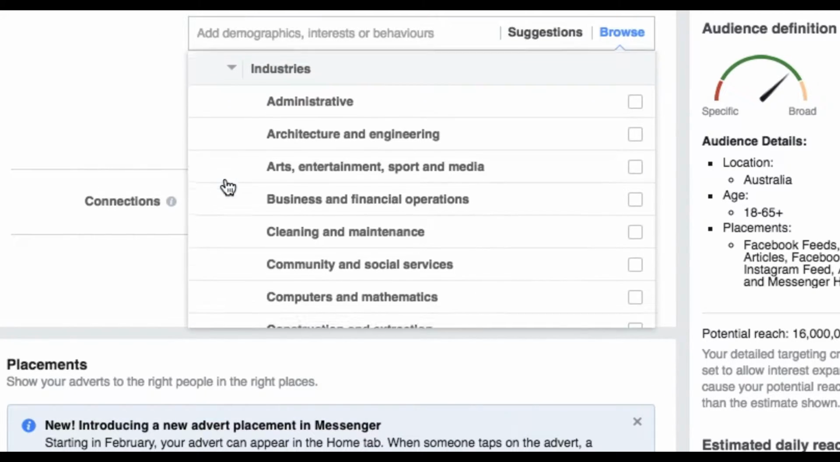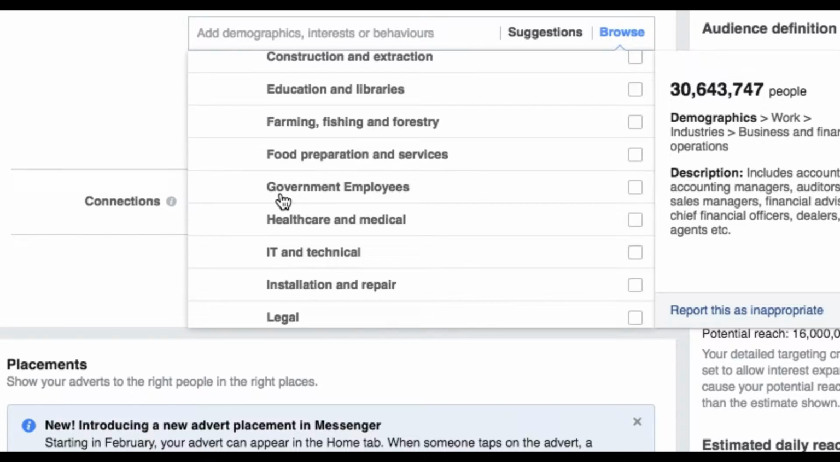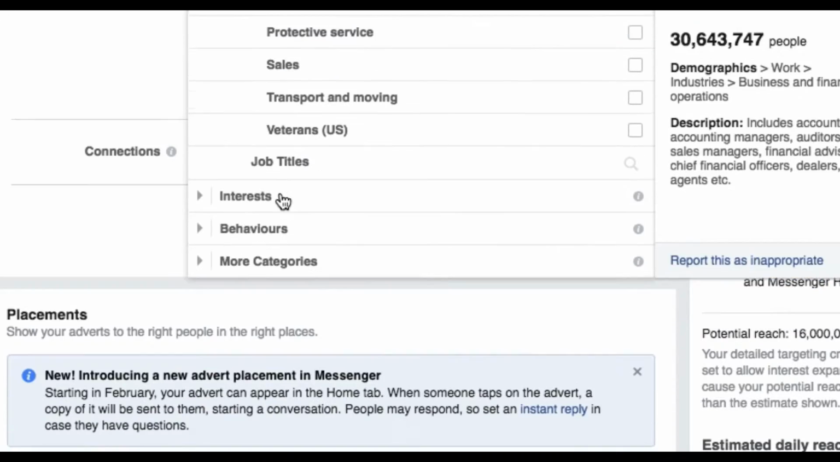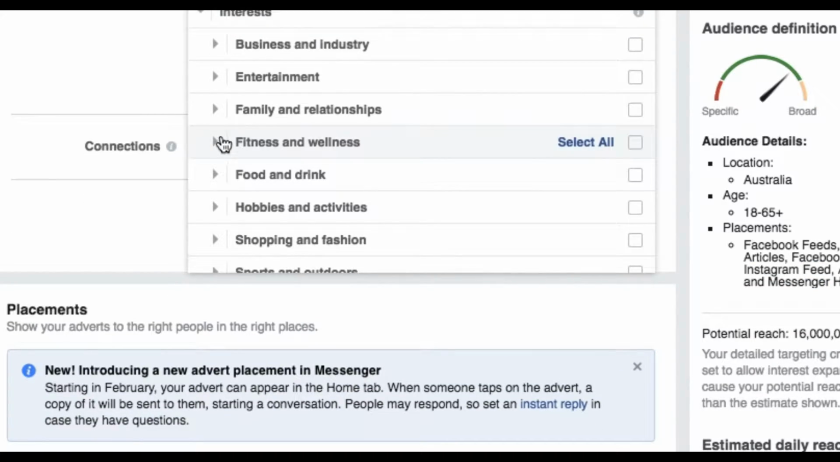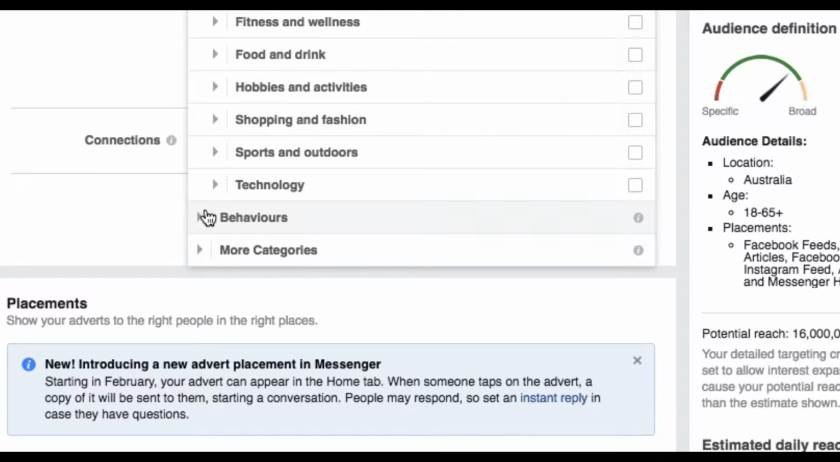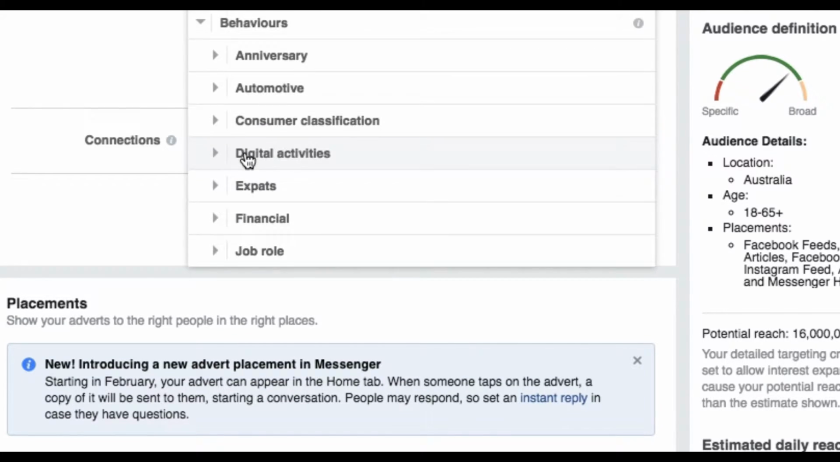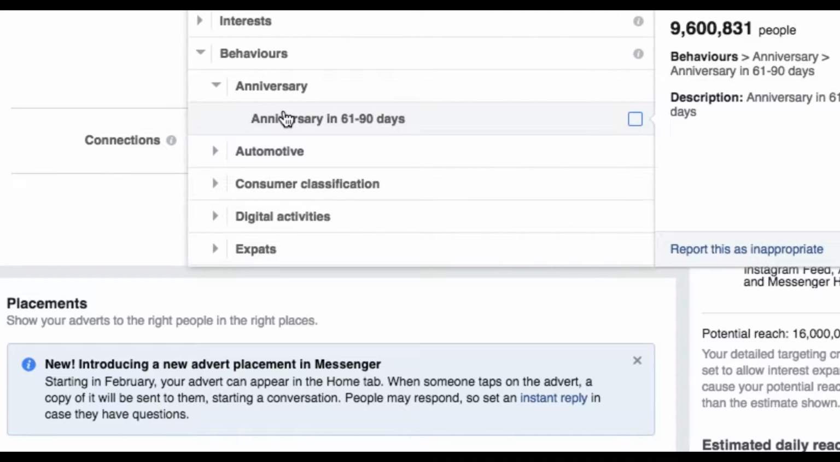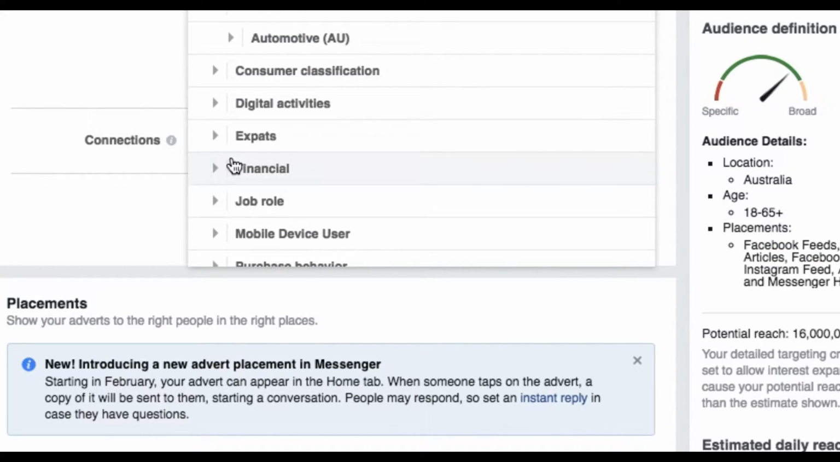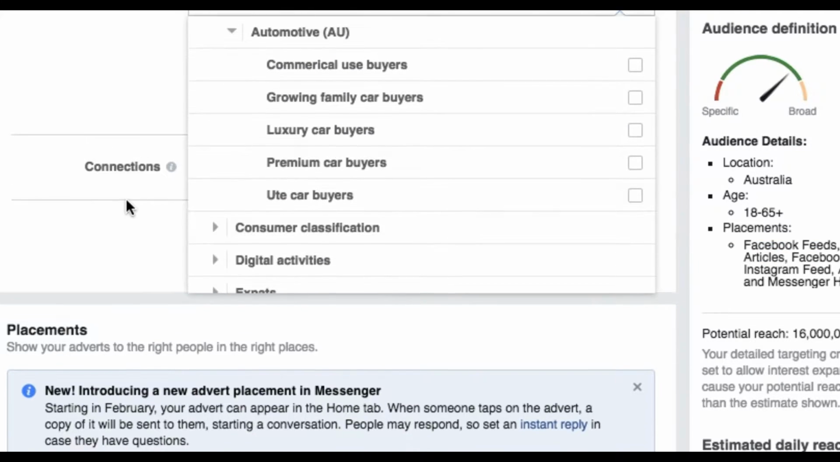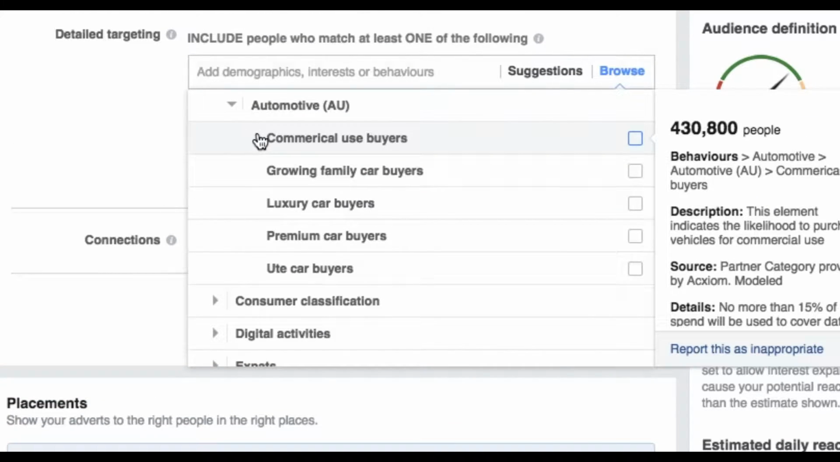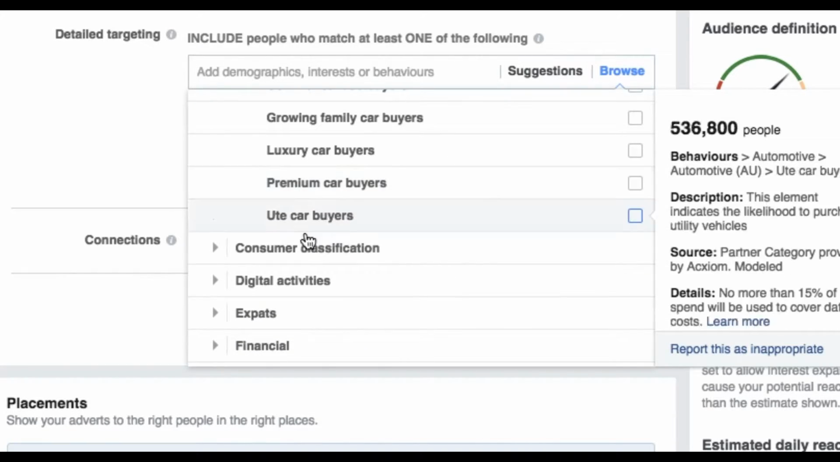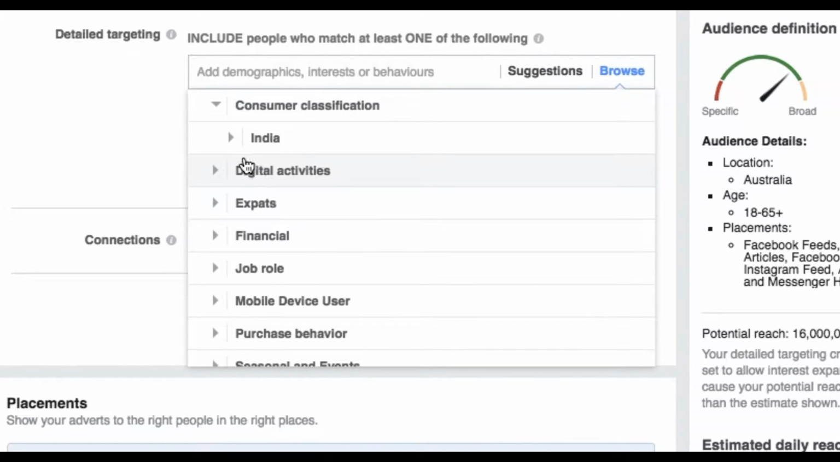You've also got various industries that people can work in if you're doing more business to business. And then you get into your interests and your behaviors. Now, your behaviors are really interesting. So whether they've got an anniversary in the next 60 to 90 days. Automotive, you've got, let me just fix this so you can see. So whether they're a commercial use buyer, whether they're a luxury car buyer, and these do vary quite a lot.